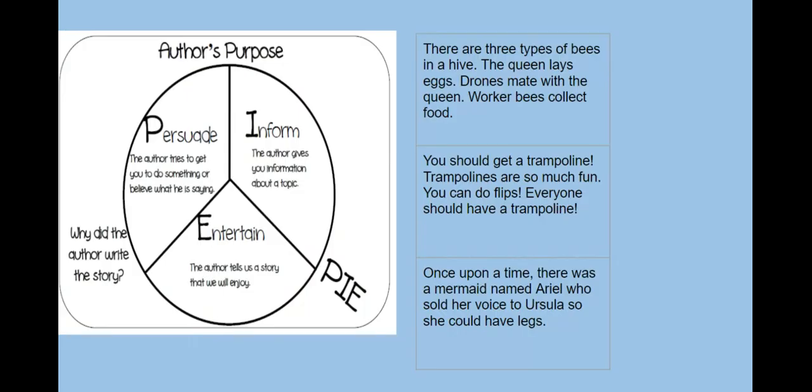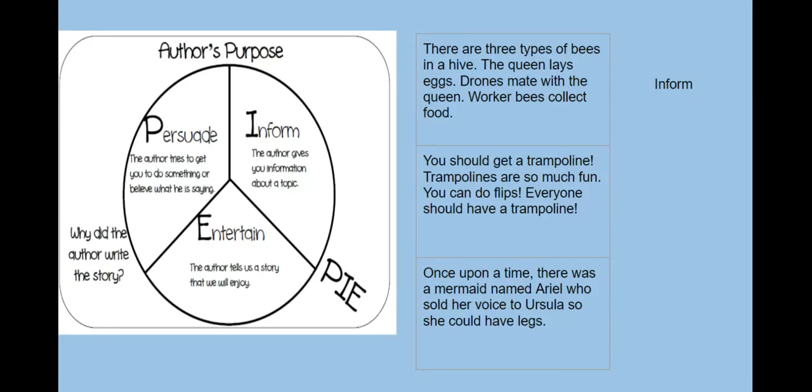Let's do a couple examples. I'm going to read 3 different passages and I'm going to figure out what the author's purpose is. Number 1, there are 3 types of bees in a hive. The queen lays eggs. Drones mate with the queen. Worker bees collect food. This author is trying to teach me about bees, so I know that the author's purpose is to inform.